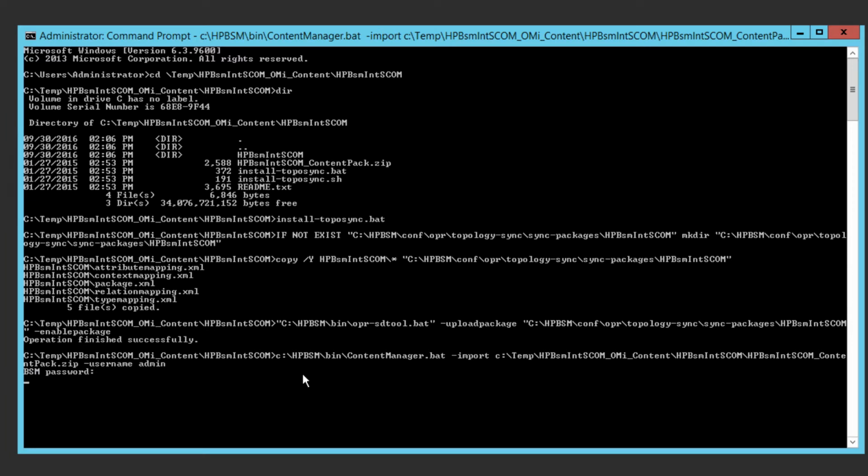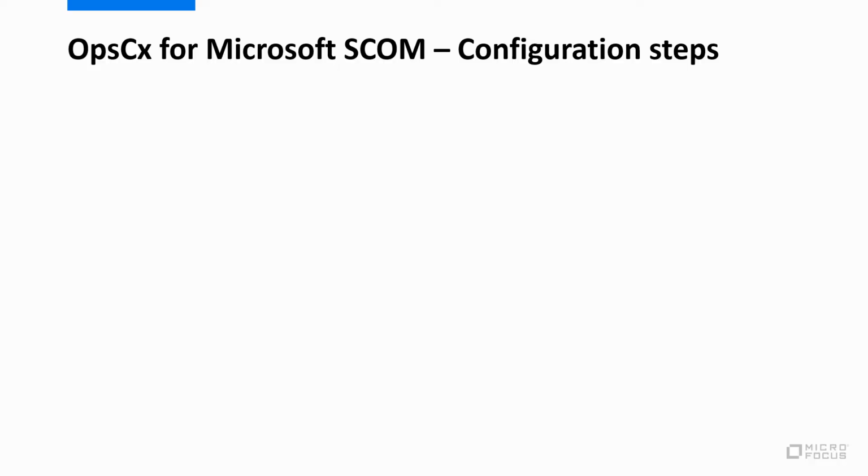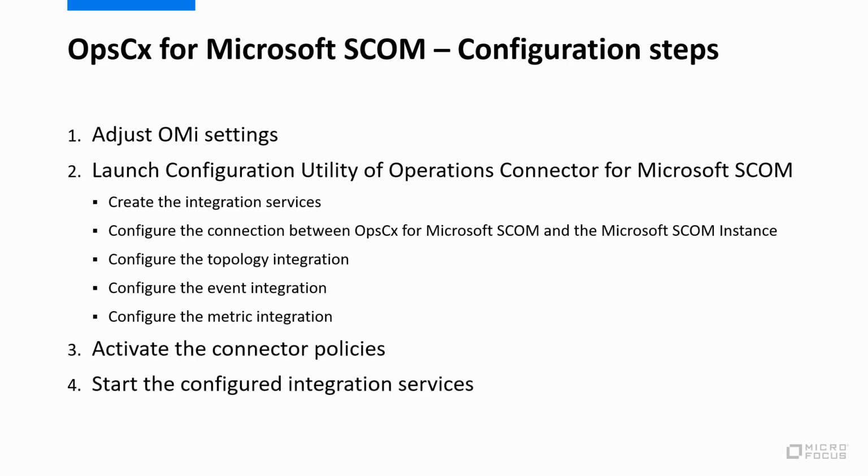Now all necessary integration components are installed. Let's now configure the components. This is done in four steps. First, a few OMI infrastructure settings have to be set, followed by the configuration of the SCOM connector using the configuration utility. It allows you to configure topology, event, and metric integrations separately. Then the connector policies have to be activated, and as a last step, the integration services are started.